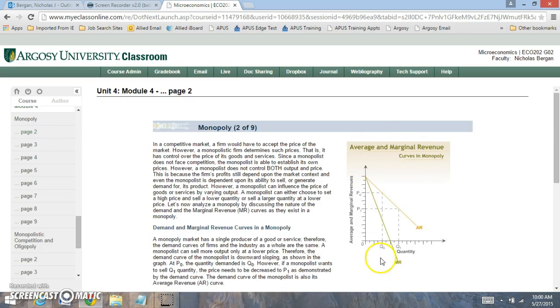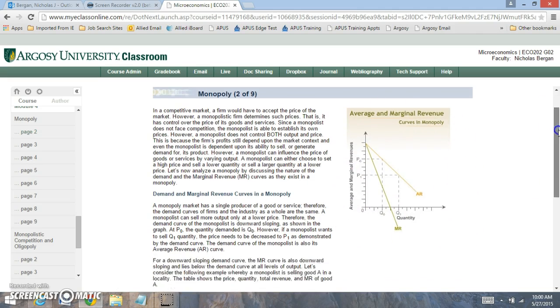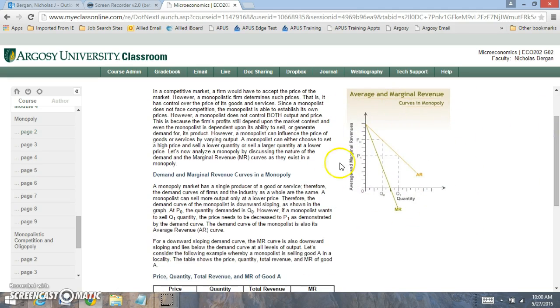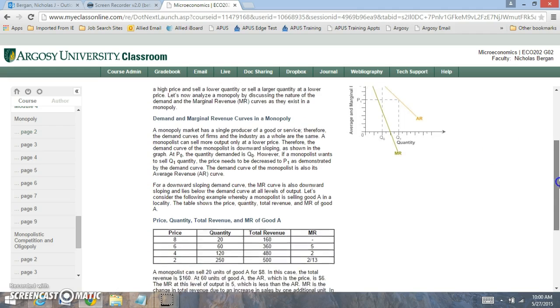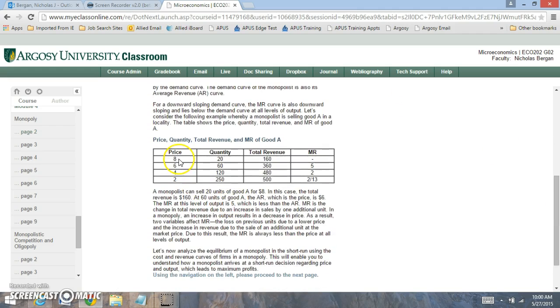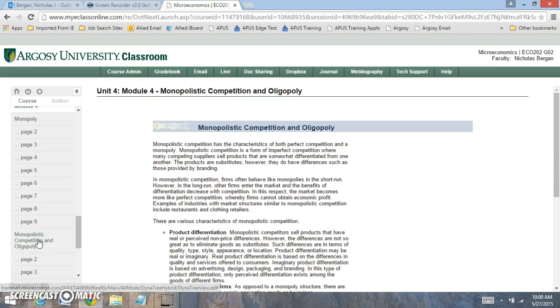Here's an example of the demand curve and marginal revenue curve for a monopoly. You'll notice that it's downward sloping, and that the two don't equal each other as they did in a perfectly competitive firm. You'll also notice that price and marginal revenue don't equal each other, which means that as more of a product has to be sold, they're classified as a price maker, where they can decide what price to charge in the market.